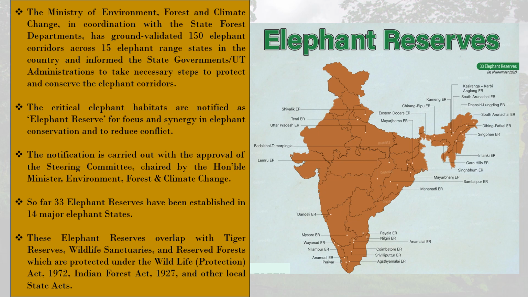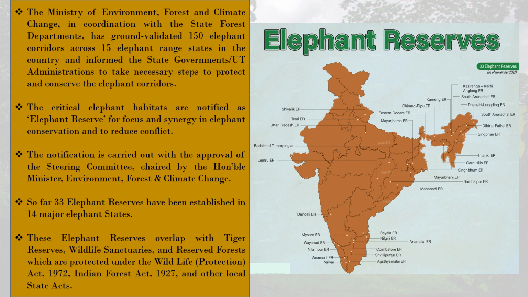And so far, they have established about 33 elephant reserves in 14 major elephant states. And the 33rd is Terai Elephant Reserve in Uttar Pradesh. It's the newest elephant reserve. And in the picture you can see all the elephant reserves in India.